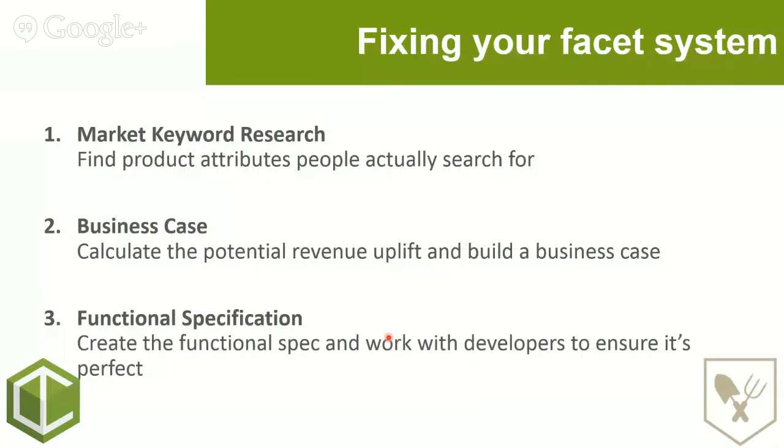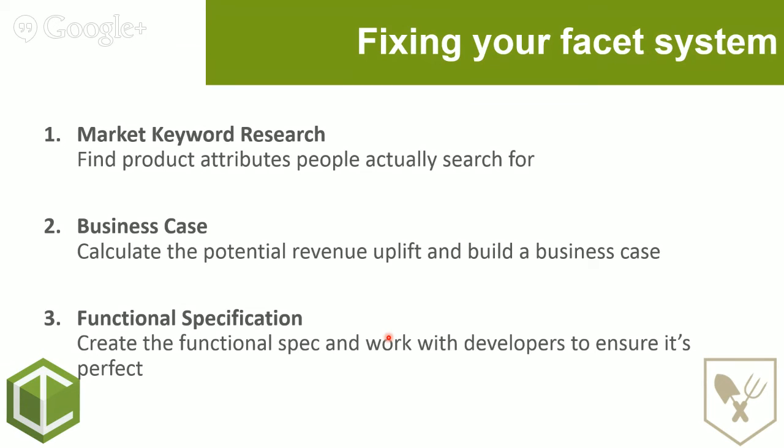There are 3 basic things that you're going to need to do no matter who you work for. The first one is a bit of research. So you need to find the product attributes that people actually search for. This might not necessarily be what you have already. You might need to expand on it, or you might have too many facets that people don't search for.